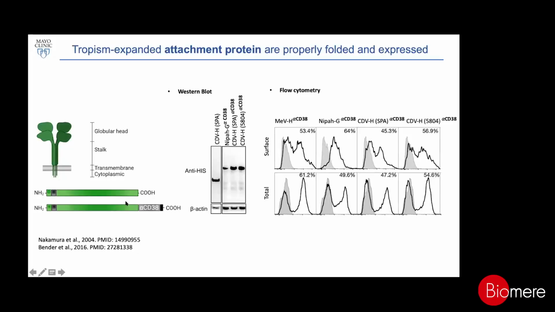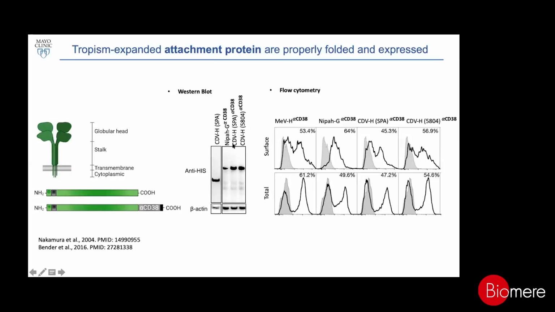When we transfected this construct into mammalian cells and performed Western blot analysis, we could see that the single chain antibody fragment was successfully displayed on the protein, as indicated by a delay in the electrophoretic mobility. Here we have one of the original CDBH proteins, and here we have the same one with the single chain antibody fragment attached to it.